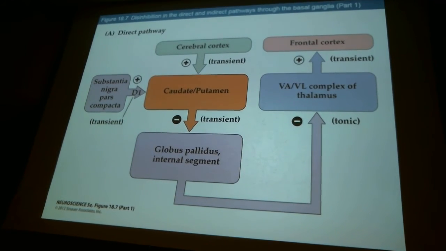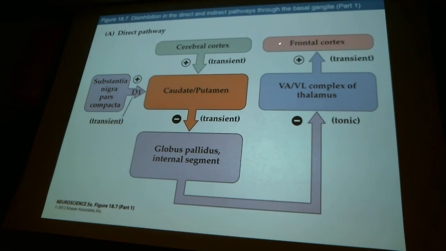Okay, so here's the direct pathway. Here's that loop again. Cortex, striatum, composed of the caudate and putamen, inhibiting the globus pallidus, which is tonically active, inhibiting the thalamus, which then can't inhibit the frontal cortex. If you activate the cerebral cortex, you activate the caudate. That suppresses the globus pallidus, that disinhibits the thalamus, and excites the frontal cortex. And here is where we're going to start talking about the dopaminergic inputs. The substantia nigra pars compacta we talked about provides a dopaminergic input.